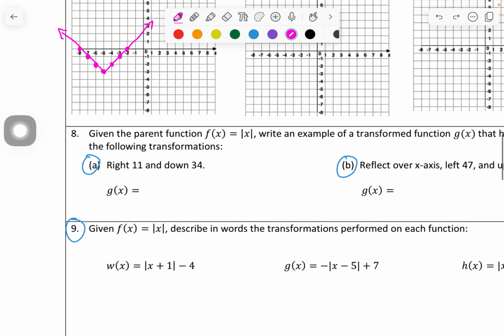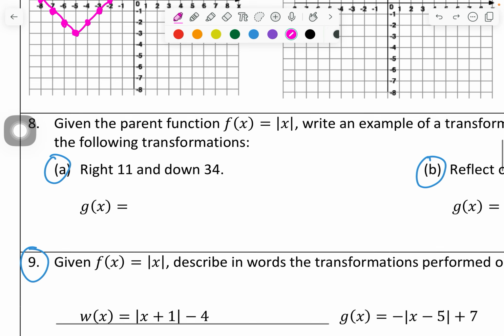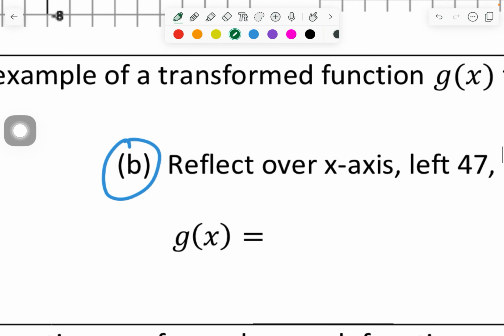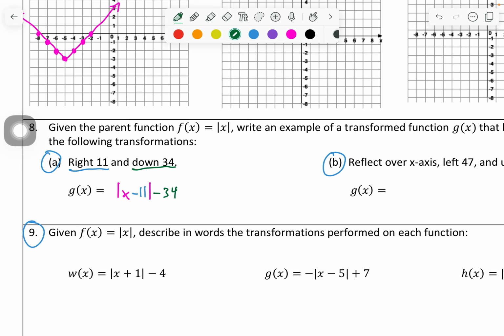Number 8, A and B are the same. You're going to write an equation. It starts off with the absolute value bars, and you have an x. And then put down what you see. Write 11. I'm going to put that on the inside with a negative. Remember, it's always the opposite. And then down 34. In the back, -34. If it says reflect, make sure you put the negative in the front. But this is all I need right here.